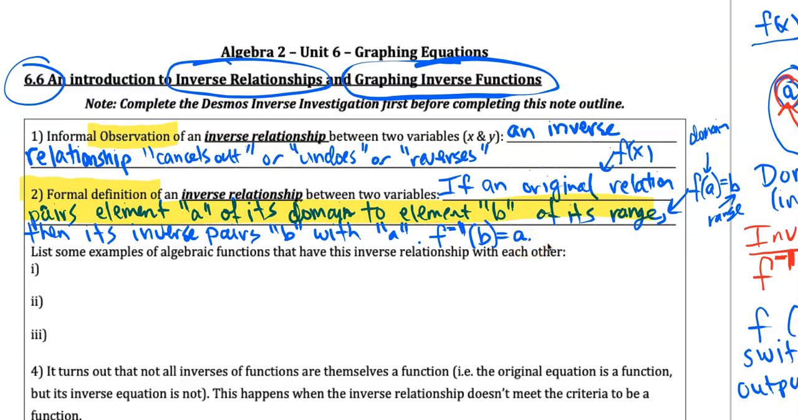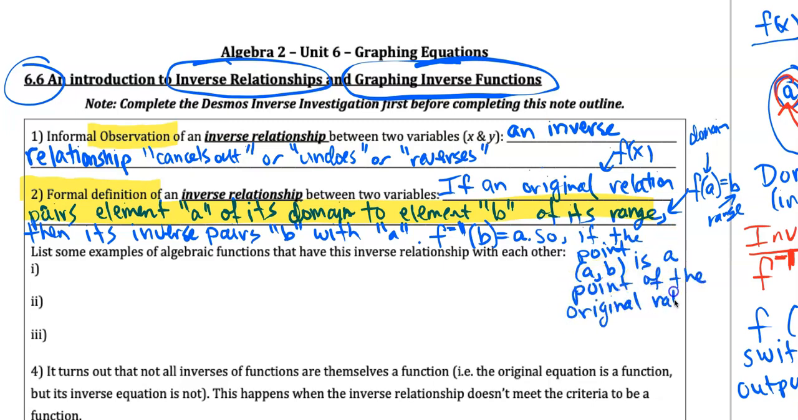So then we could say if the point, this is the ordered pair AB, if the point AB is a point of the original relation, then BA is a point of the inverse relation.